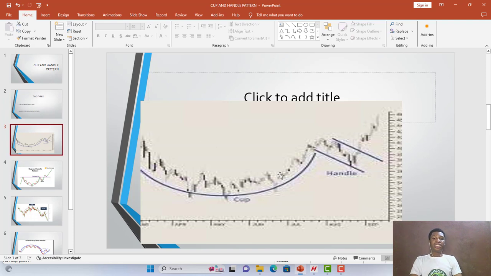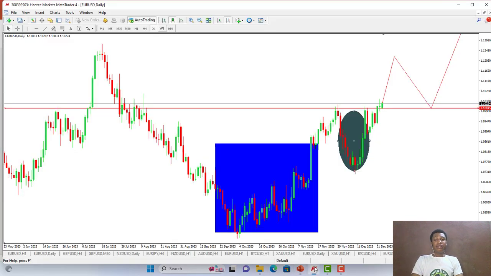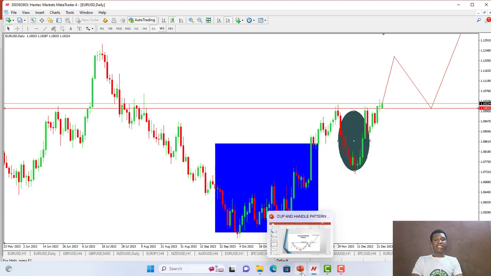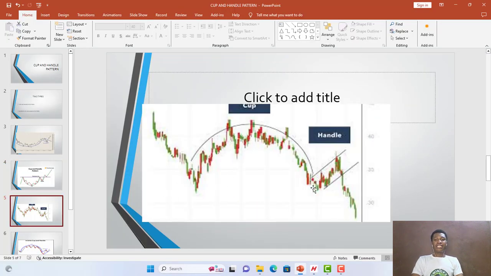So this is a good example here. Top and handle, this is how it looks. Remember, it must not be perfect. This is how it looks, just like this too. It mustn't be perfect, but at the end of the day the market will definitely head in your direction. So just like this also, you can now go for your sell.